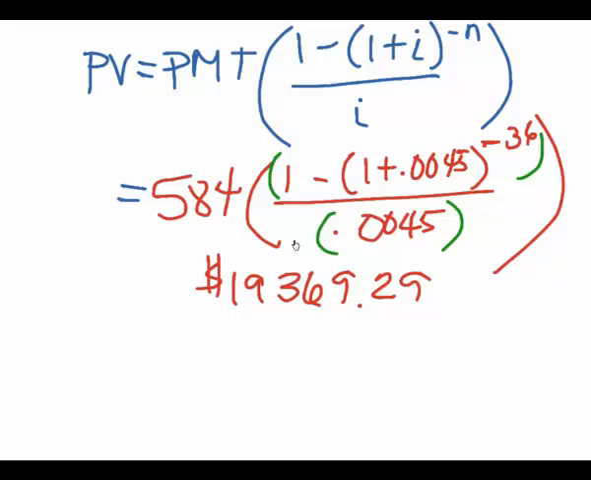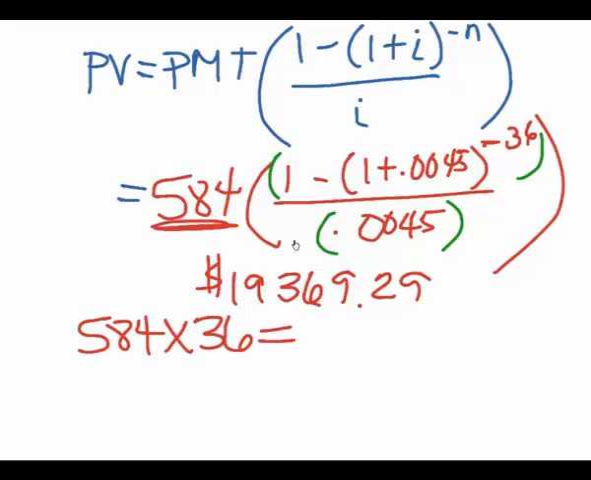Okay? So that is how much I can borrow if that's going to be my monthly payment with the rest of the stipulations. Okay, this is actually a two-part problem. The next question asked, what's the total interest you will pay for this loan? Okay, here is your payment. You are paying $584. How many times? 36 times, because you're paying for 36 months.